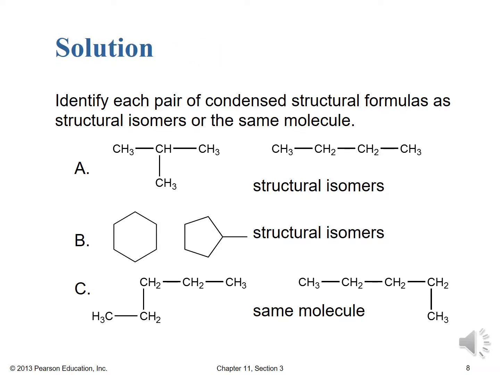All right, so hopefully you did well on these. For A, that was the example we showed with butane and then that substituted propane. So those were really different. They're not the same thing, and they are therefore structural isomers.